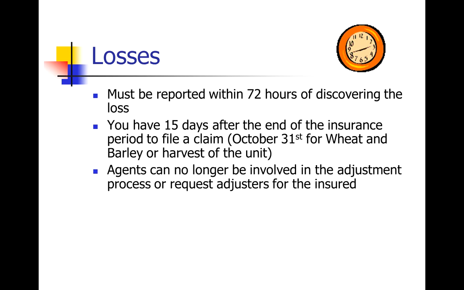Losses must be reported within 72 hours of discovering a loss. You have 15 days after the end of the insurance period to file a claim, which for wheat and barley is October 31st, or when you harvest the unit. So this is the most important thing to understand on this, is that if you finish harvesting a unit on August 31st, and then you wait all the way to the end of harvest, let's say harvest stretches out until the middle of September to turn the loss in, technically they could deny your claim on that first unit that you harvested because we're 15 days past the time you harvested it, or the insurance ended on that unit when harvest was complete on it.